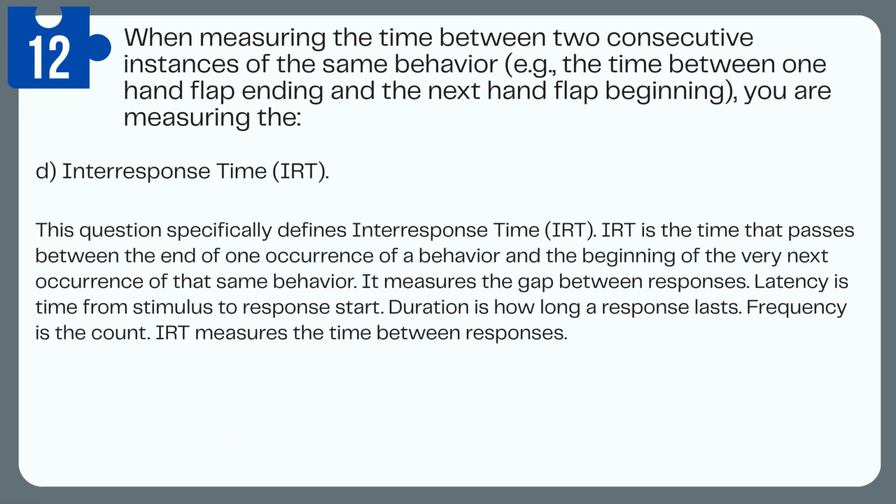Answer: D. Interresponse time, IRT. This question specifically defines interresponse time, IRT. IRT is the time that passes between the end of one occurrence of a behavior and the beginning of the very next occurrence of that same behavior. It measures the gap between responses. Latency is time from stimulus to response start. Duration is how long a response lasts. Frequency is the count. IRT measures the time between responses.